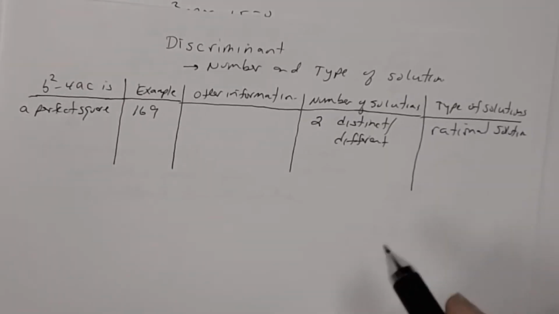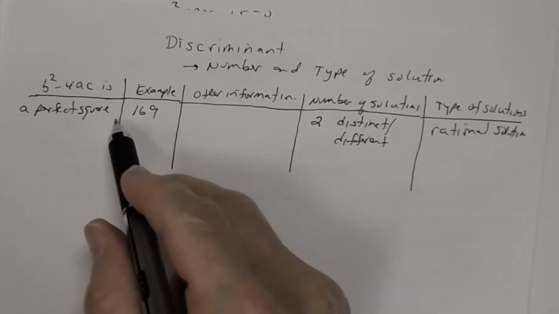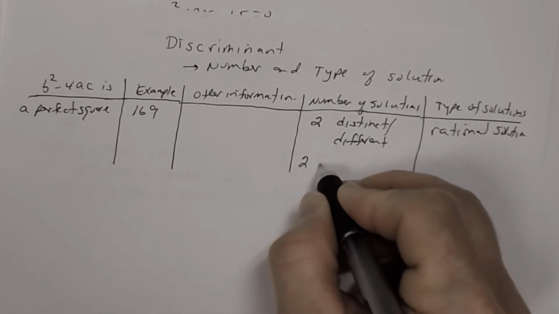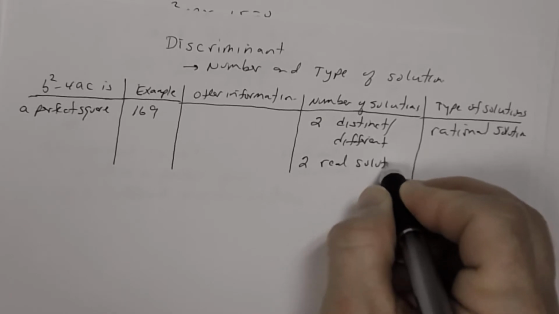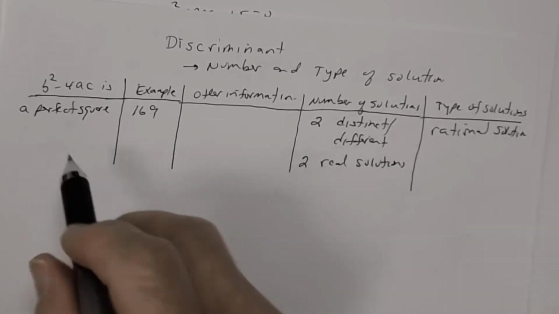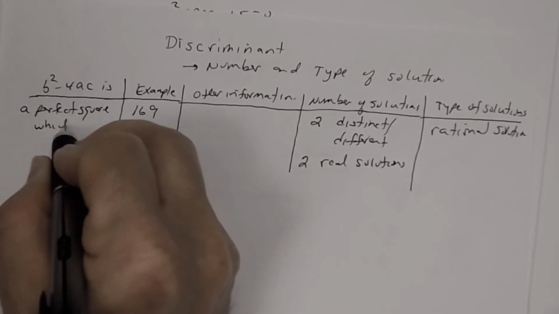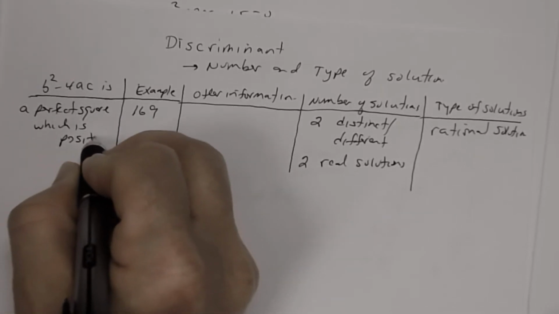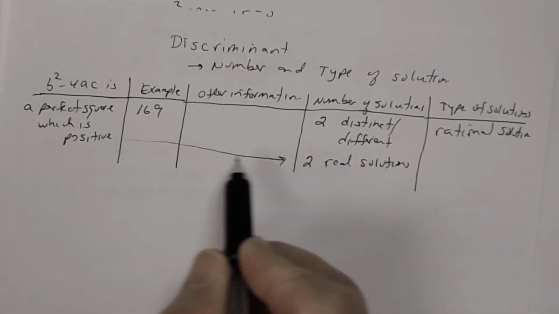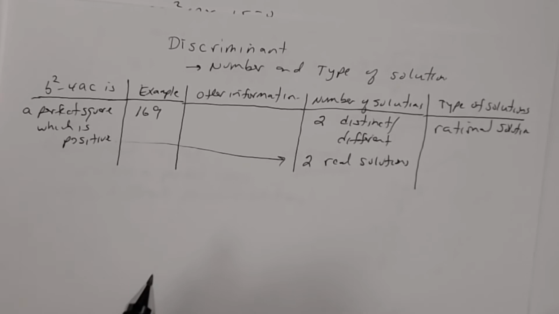Now, another way you may see it written out is this. You may also hear the phrase, if the discriminant is a perfect square, you're going to end up with two real solutions. So remember, a real number is rational or irrational. Since the discriminant is positive, you're going to end up with two real solutions, and since it's a perfect square, you're actually going to end up with two different rational solutions.